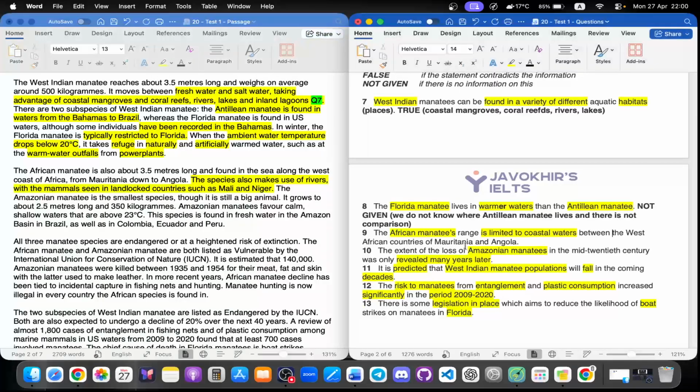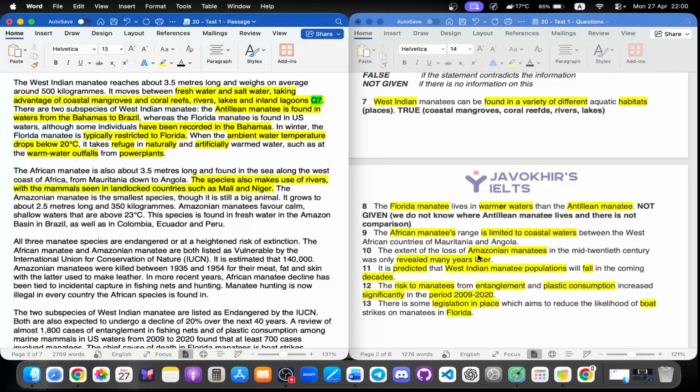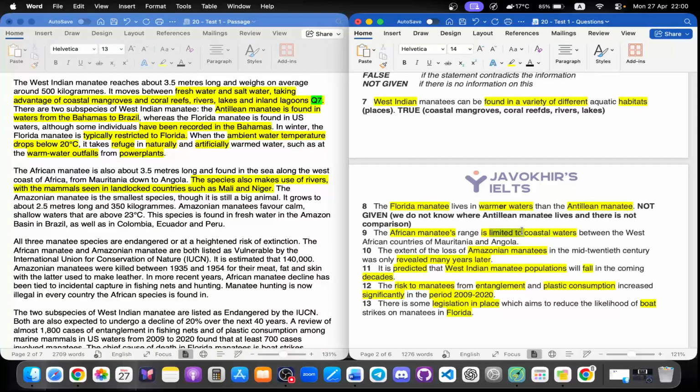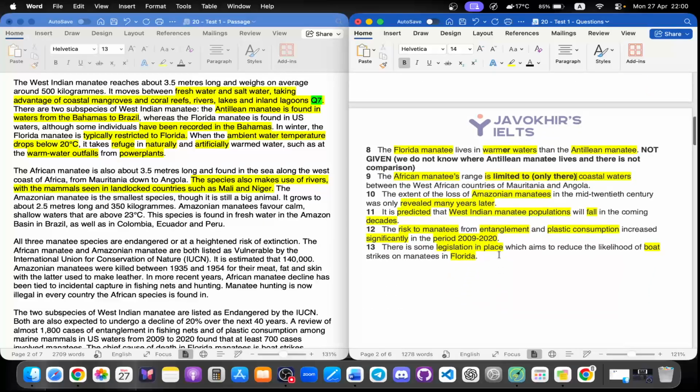Okay, so here, the African manatee range is limited to coastal waters between. No, it's not limited to. Here the word limited to means only there. So for example, let's say pandas are limited to China. The word pandas are limited to China means that pandas are available only in China. So limited to is a very good way to say only in.